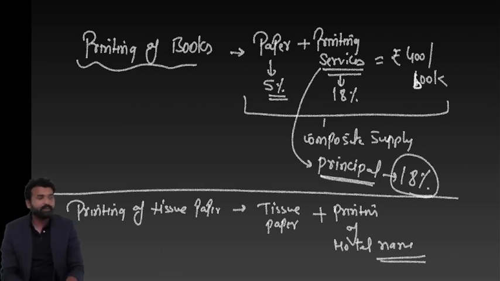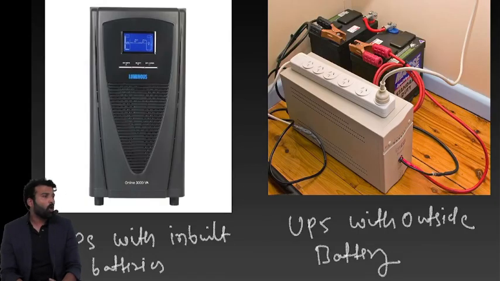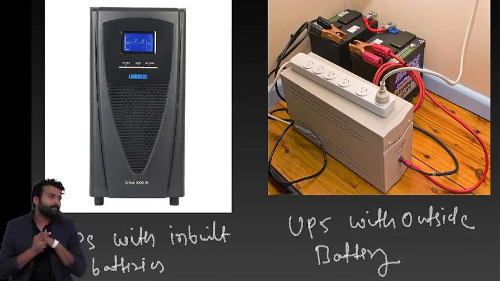So naturally bundled means what is happening in the ordinary course of business, what the customer expects when he is buying in the market. So the customer expects that if he is buying a tissue paper, maybe he gets the printed name as well. So it's the ordinary course of business, and that's why it's a composite supply. It will be naturally bundled. Composite supply, principal is paper.